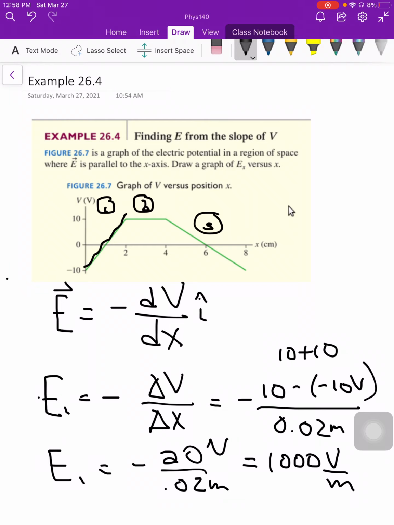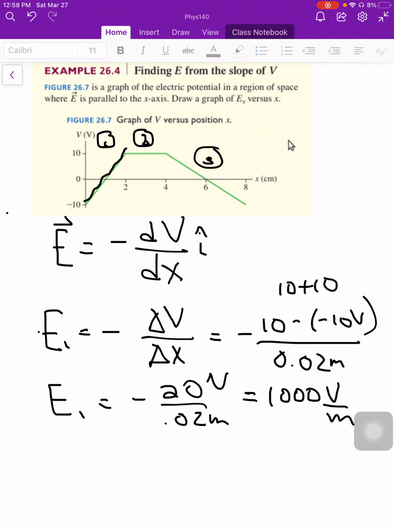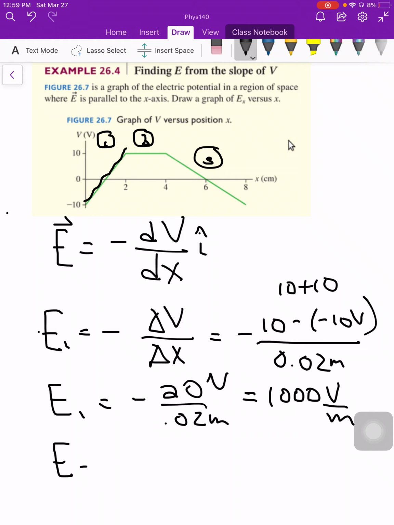And now for the electric field in area 2, my slope here, it's a horizontal line, so my slope is actually equal to 0. So E2 is equal to 0 because of that horizontal line. And then what about E3?